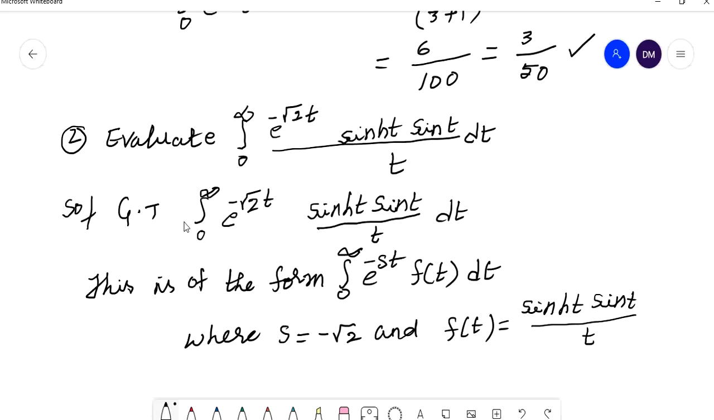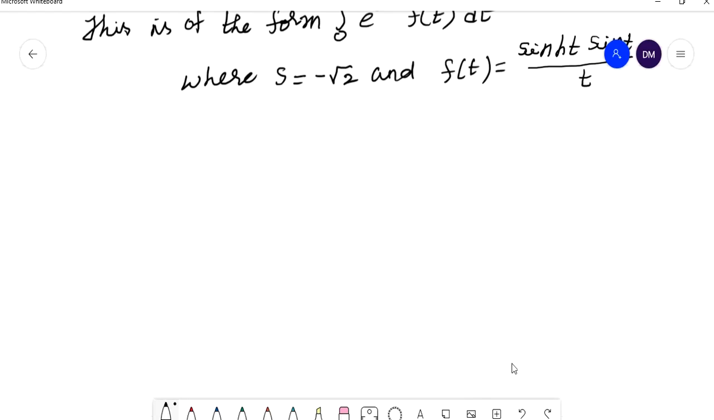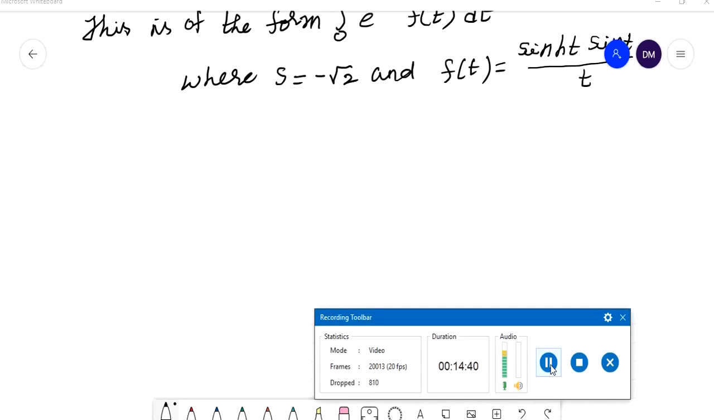Now we have to evaluate this integral value by using the definition of Laplace transform. The given integral is in the form of the integral from 0 to infinity of e^(-st) f(t) dt, where s is equal to √2 and f(t) is equal to sinh t into sin t by t. Now see how to do the solution of this problem.